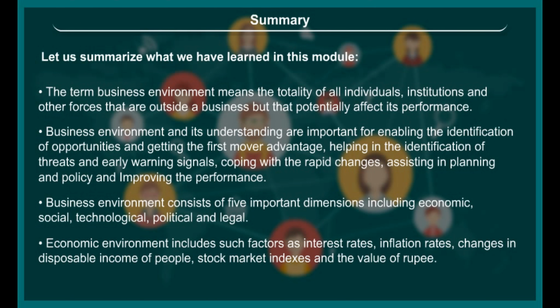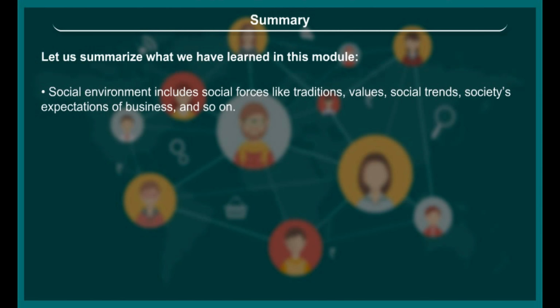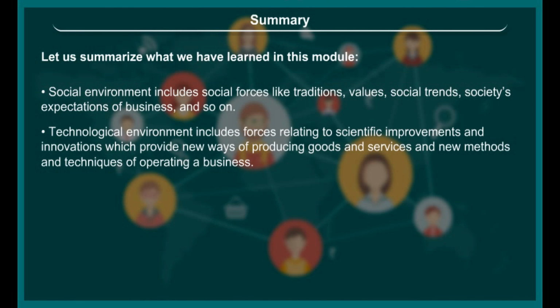Economic environment includes such factors as interest rates, inflation rates, changes in disposable income of people, stock market indexes, and the value of rupee. Social environment includes social forces like traditions, values, social trends, society's expectations of business, and so on. Technological environment includes forces relating to scientific improvements and innovations, which provide new ways of producing goods and services and new methods and techniques of operating a business.